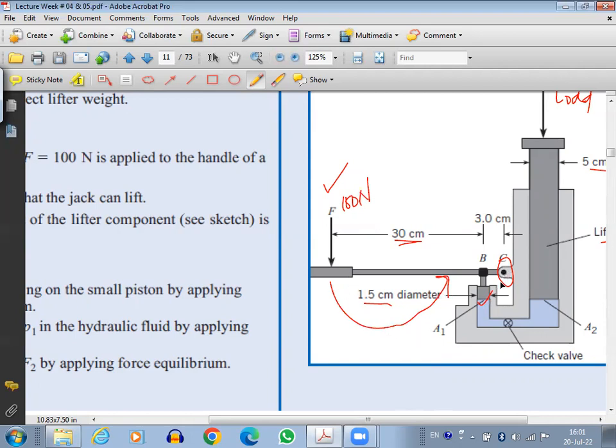Because of this 100 Newton, the moment will be 100 Newton multiplied by the moment arm. So what will be the moment arm here? It will be 33, 30 plus 3. And then I'll have the piston here, the force applied by the piston, multiplied by the moment arm here.